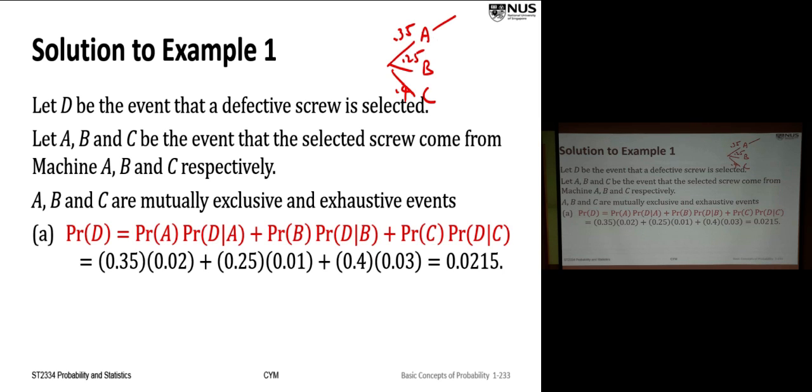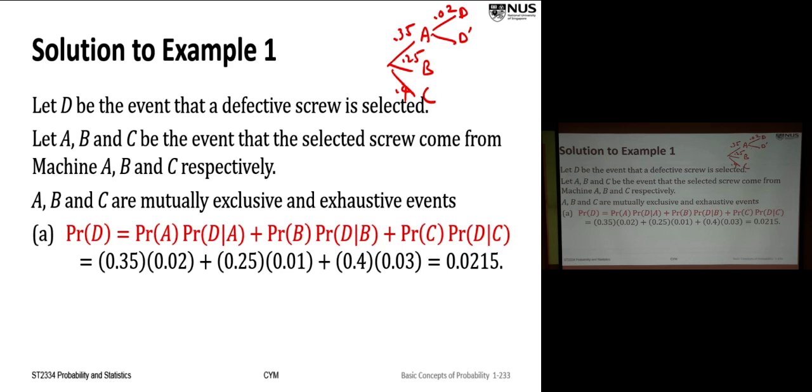Then from machine A, I branch out two. What are these two nodes? Defective and non-defective. Make sure that all the branches coming out from the node are mutually exclusive and exhaustive. So in this case, it represents the screw, whether it's defective or non-defective, coming from a machine. And what's this probability? This is 0.02. So what is this one?